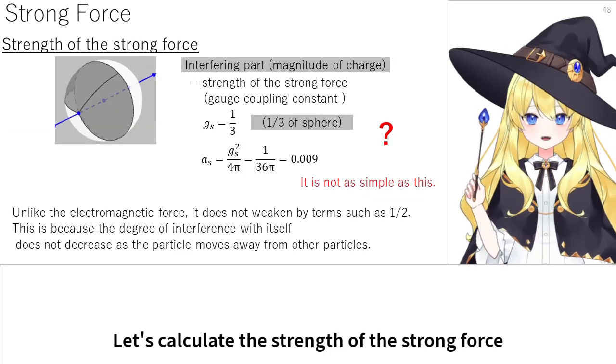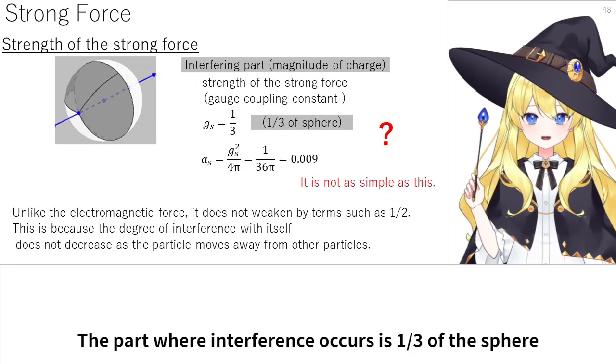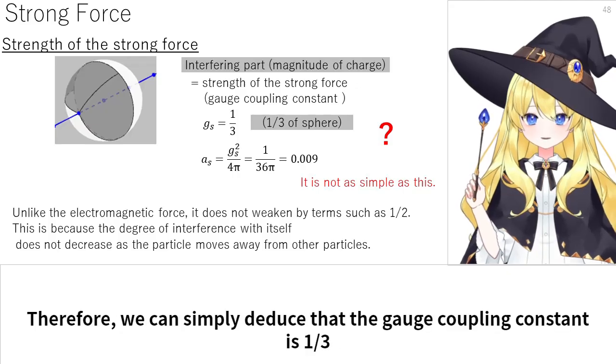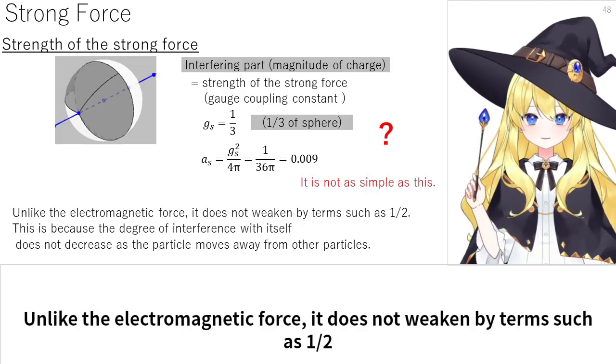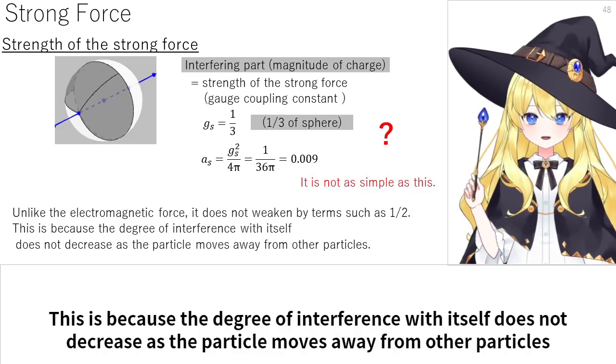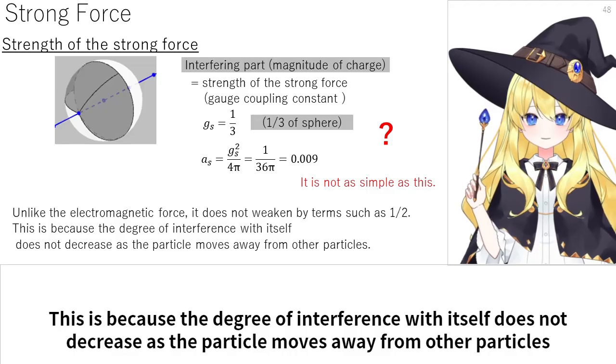Let's calculate the strength of the strong force. The part where interference occurs is 1/3 of the sphere. Therefore, we can simply deduce that the gauge coupling constant is 1/3. Squaring this and dividing by 4 pi gives us the strong coupling constant. Unlike the electromagnetic force, it does not weaken by terms such as 1/r². This is because the degree of interference with itself does not decrease as the particle moves away from other particles.